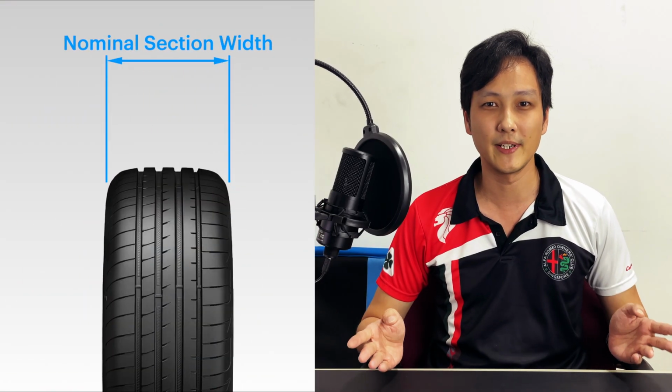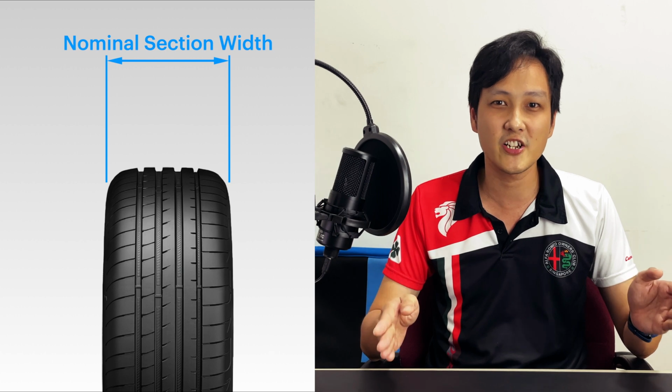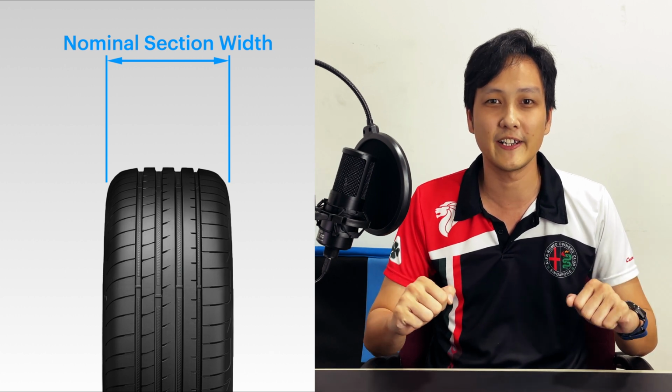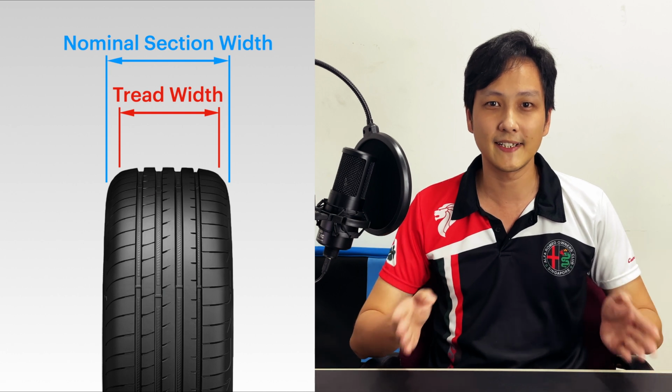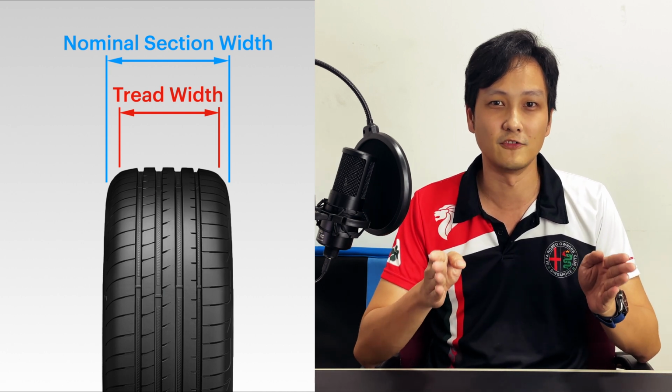So the nominal section width is the distance between the outermost points of each side of the tire measured in millimeters. This is different from the tread width that is only measuring the surface that is in contact with the road. Tread widths will vary between manufacturers as they each use different methods of construction and design for different models of tires.